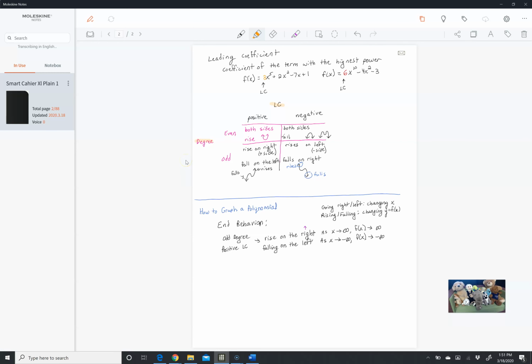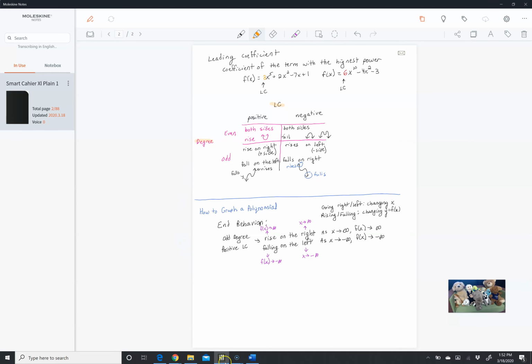So the right is the x approaches infinity, and the left is the x approaches negative infinity, whereas the rise says f of x approaches infinity, and the fall says f of x approaches negative infinity. Okay, so rising means our y values go to infinity, falling means our y values go to negative infinity. Going to the right on a graph means that our x is going to infinity, and going to the left on a graph means that our x is going to negative infinity.